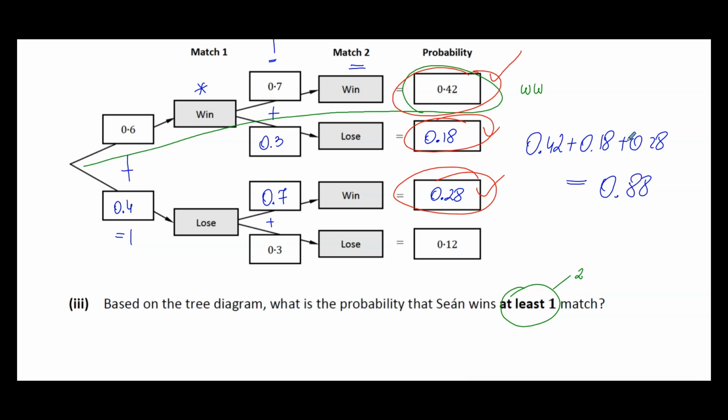Why do we add, not multiply? Because we are saying it is the probability that he wins and wins, or the probability that he wins and loses, or the probability that he loses and wins. And when we are saying or, we put plus, not multiply. If we were saying probability and, then we'd have a multiplication.